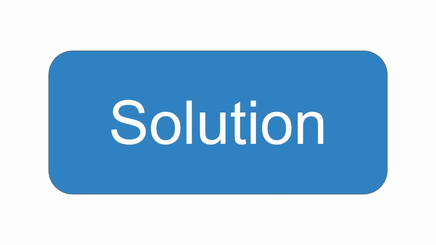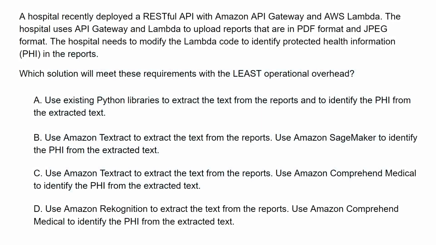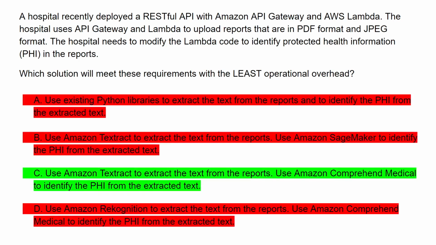Now that we know what the question is about and what the key knowledge points mean, let's move on to the solution. So here, we can once again see the question, and this question is actually very easy to solve after everything that we just learned, because if we look it over again, we can see that option C is the only option that works because it is the only option that can extract the text from an image and locate the PHI in the text and protect it.